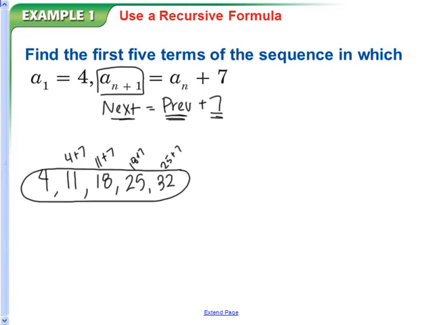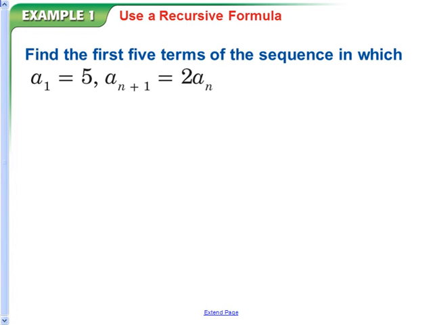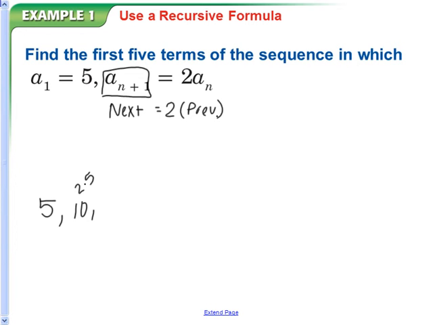Let's do a few more examples of this. How about this one? What's our first term? 5. This says our next term equals 2 times our previous term. So 2 times my previous term would give us 10. Now 2 times my previous term would give me 20. 2 times my previous term, 40. And then 80.